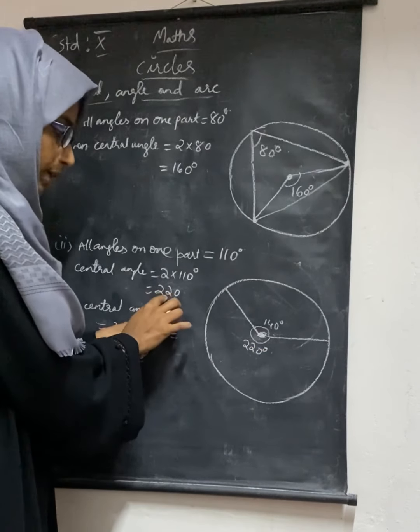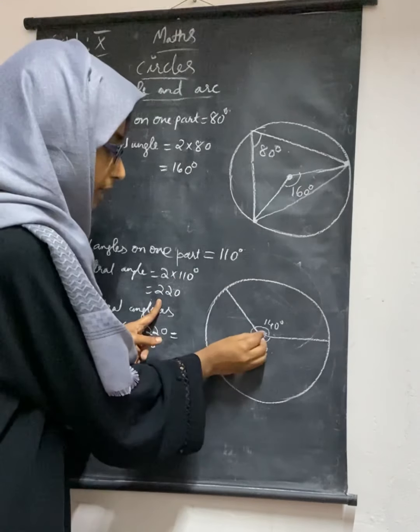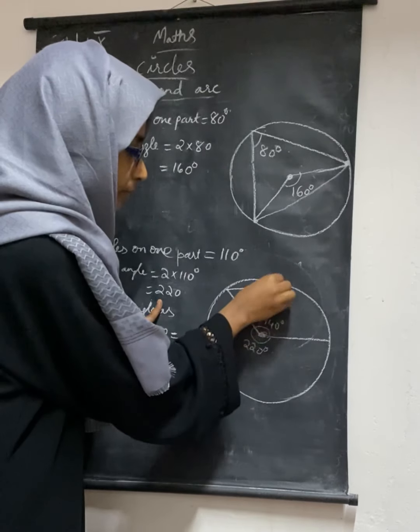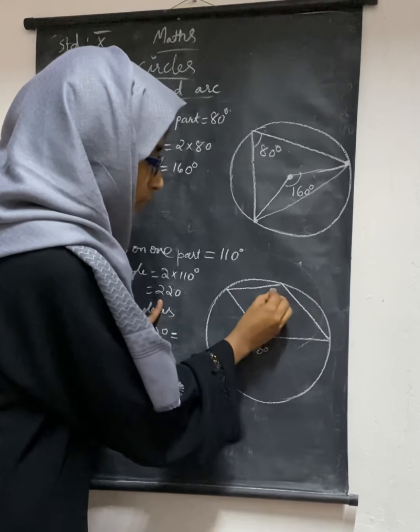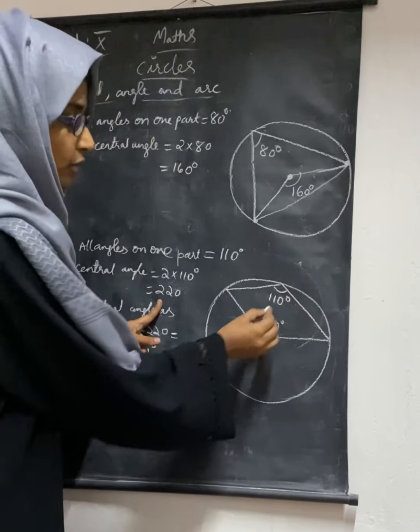If this is 220, the other part you will get 110. So if this is 220, your 110 will come here. This is the one. So here you can get 110. So this is the thing, okay.